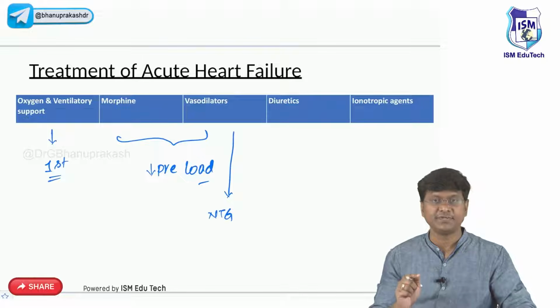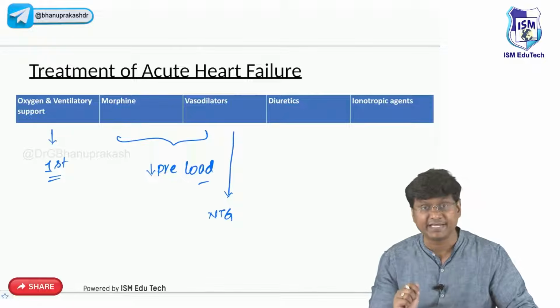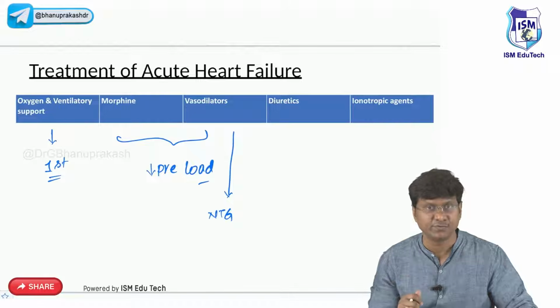But please remember, whenever you are giving nitroglycerin, you have to ensure that the blood pressure of the individual is more than 90 millimeters of mercury, right? And another important vasodilator that we have is levosimendan.